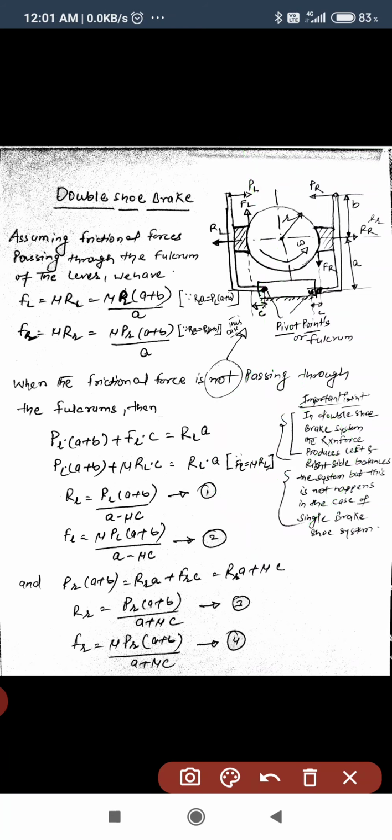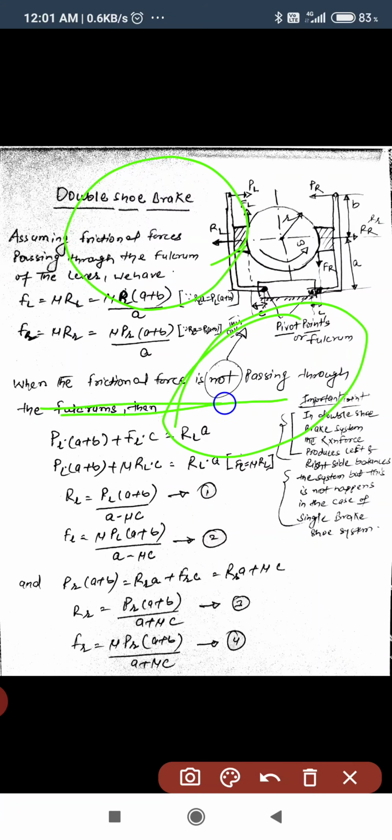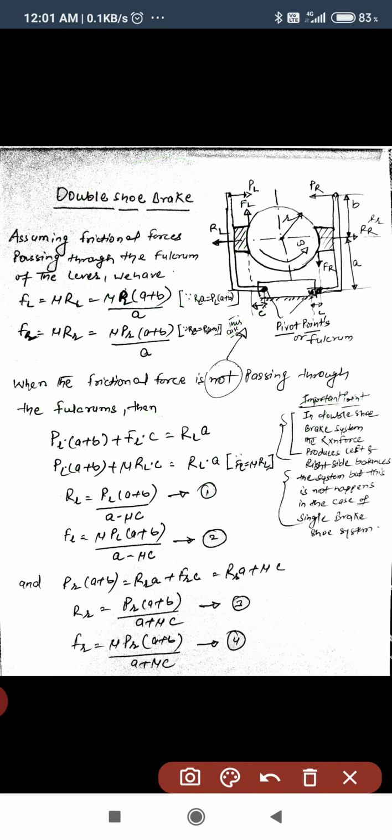So in the first case I am taking the frictional force passing through the fulcrum, and in the second case the frictional force is not passing through the fulcrum. So here I am taking two cases.